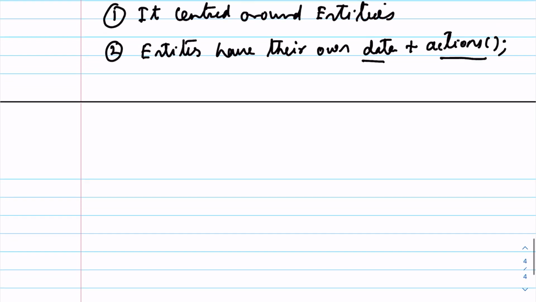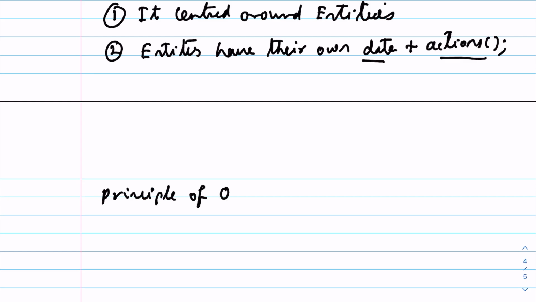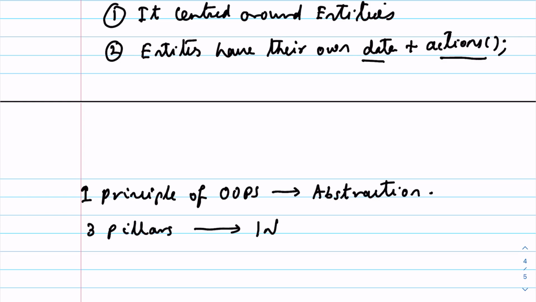So what are the rules or principles of object oriented programming? If you talk about the principle of OOPS, there is one principle, that is abstraction, and it has three pillars. What are the three pillars? Inheritance, polymorphism, and encapsulation.